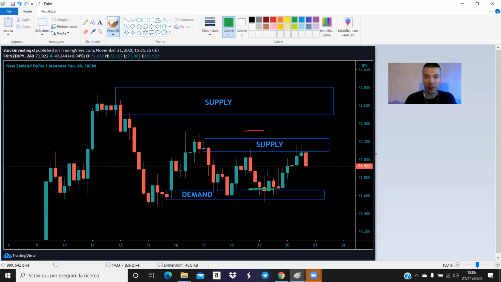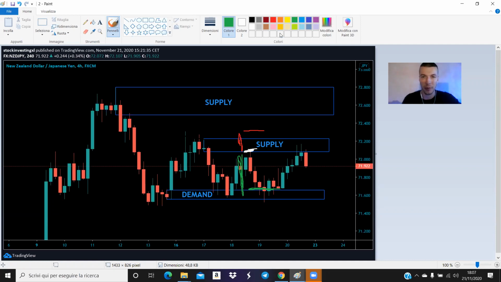I'm pretty sure that if we are entering right here, this should be almost a 1-to-2 risk to reward. Of course, we will need to check on TradingView. So this is our risk, this is our reward, and I believe that it is almost a 1-to-2. So this could have been a trade that we were going to take.